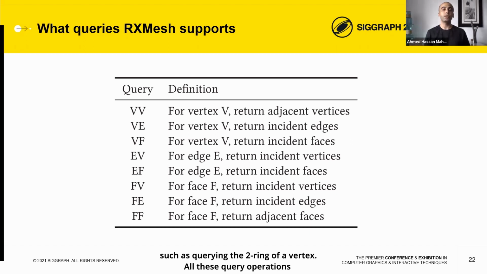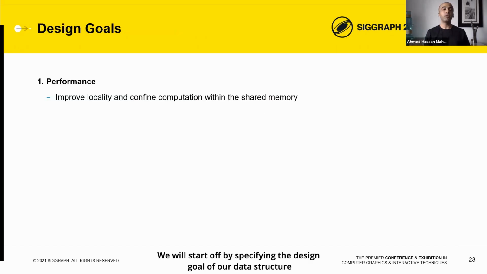All these query operations are the same operations that one can perform using a half-edge data structure. We will start off by specifying the design goal of our data structure. These are the things that we would like to achieve at the end. First and foremost is achieving high performance by efficient utilization of different layers of the GPU memory hierarchy. This can only be achieved if we are able to improve the locality of the query operation.